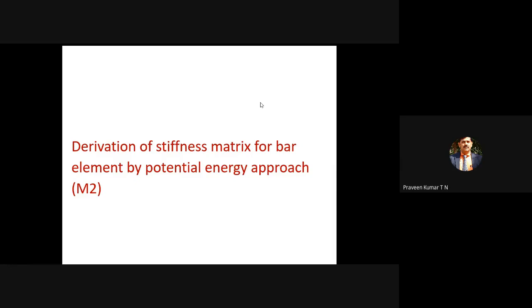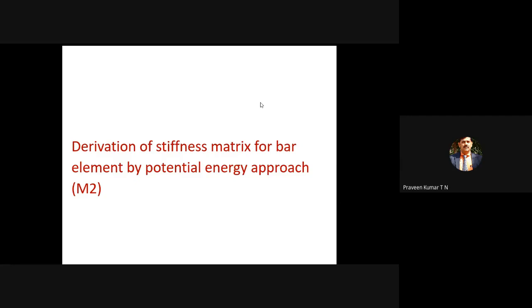Potential energy approach means that in general, when the energy of the system is minimum, the system comes to the equilibrium position. Correspondingly, we have the equation KQ is equal to F, which you use in almost all types of elements. That is based on the potential energy approach. The system is in equilibrium only when its energy is minimum. We cannot say that it is zero. Energy of the system cannot be zero.